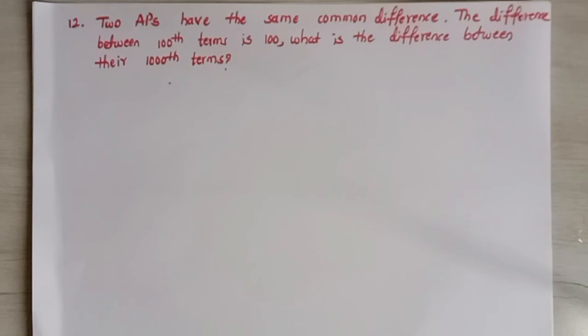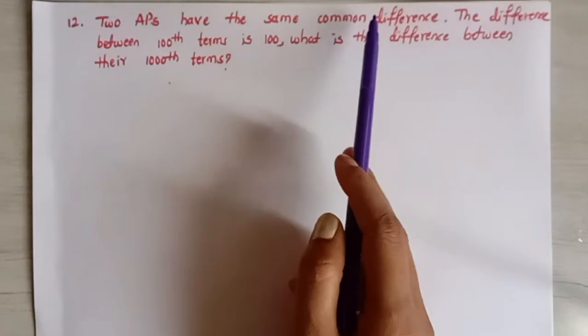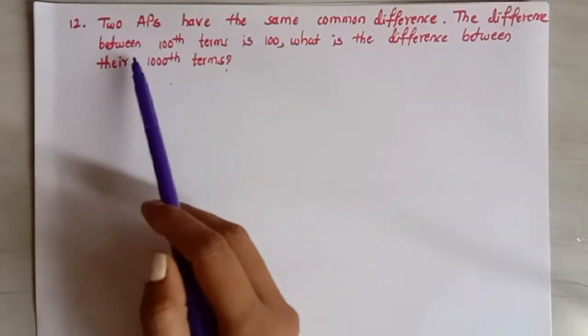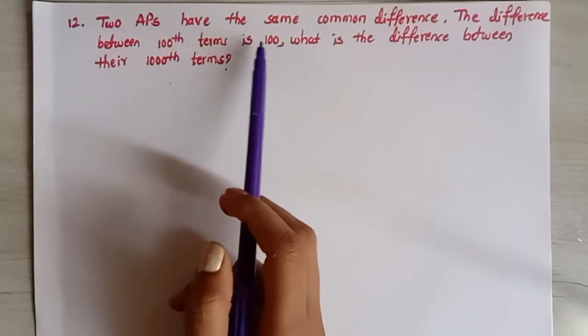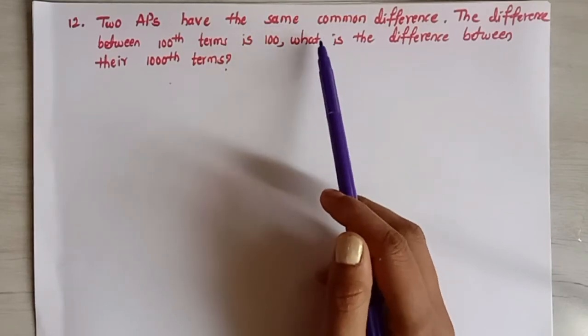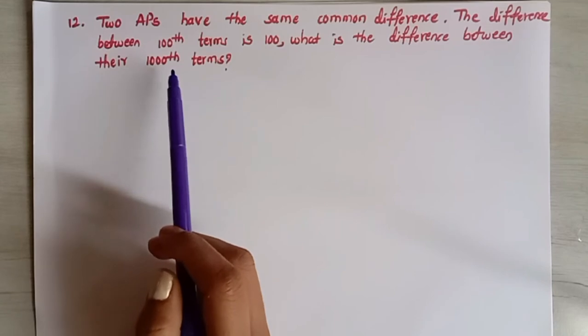Two APs have the same common difference. The difference between 100th terms is 100. What is the difference between their 1000th term? So what does the question say here? It says that there are two APs and these two APs have the same common difference, and the difference between their 100th term is 100. Then we have to find the difference between their 1000th term.